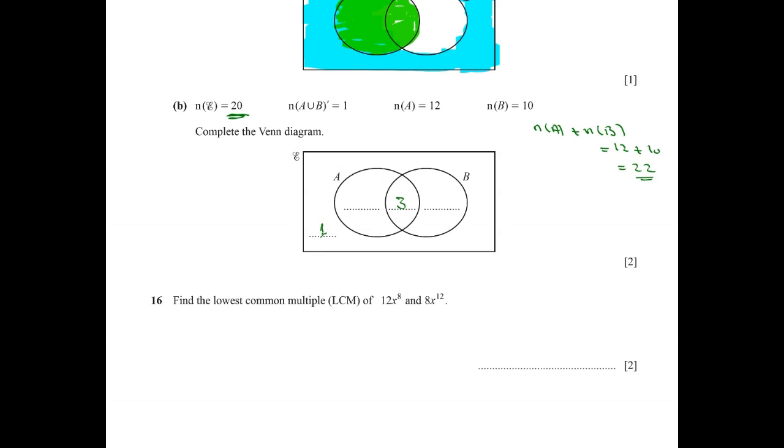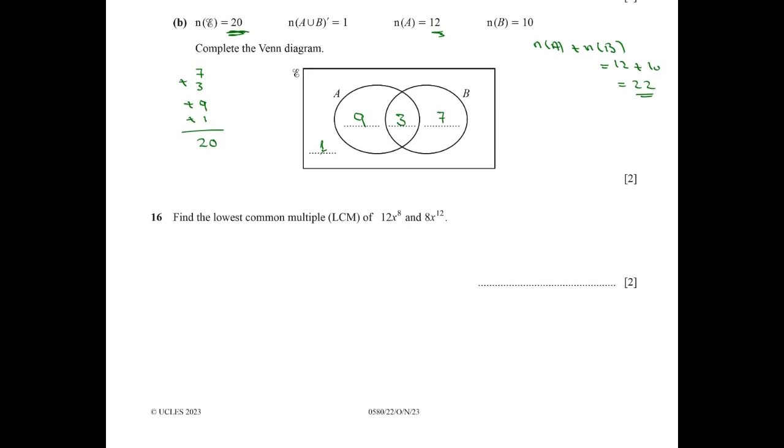The rest in A will be 9. So the total in the set A will be 12, as he said. N of B, yes, I can hear you saying that. We have 7 elements here. We have to be sure that we are doing the right thing. So we will add all elements to be sure that the total will be 20. 7 plus 3 plus 9 plus 1 will be equal to 20. So we are right.